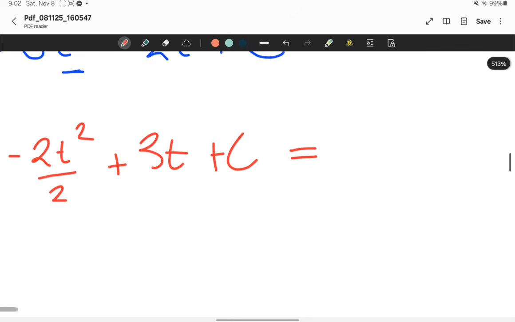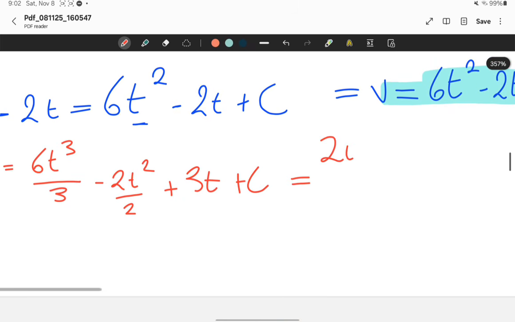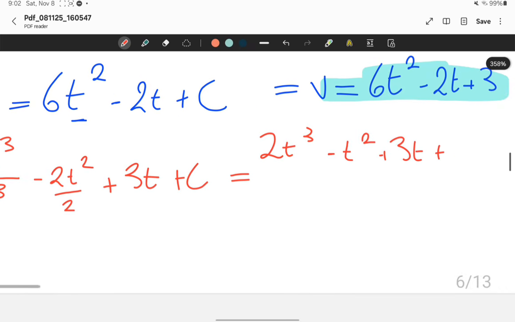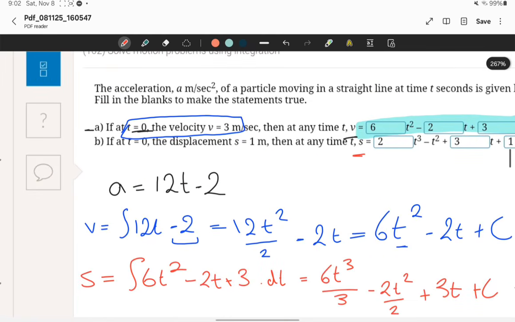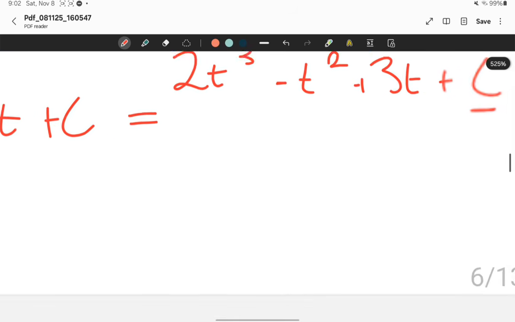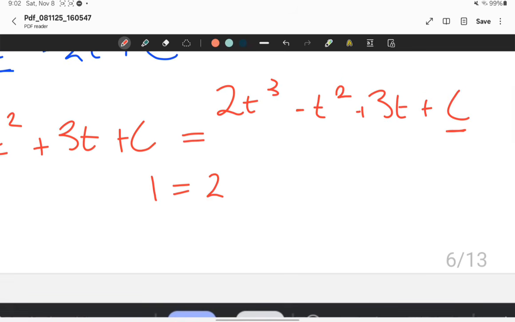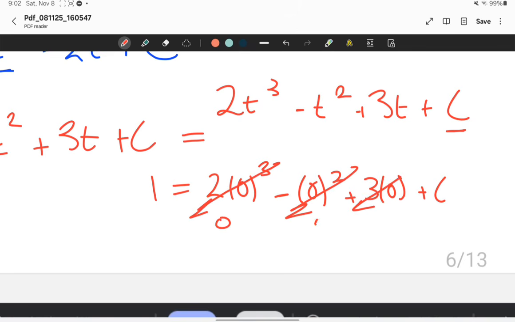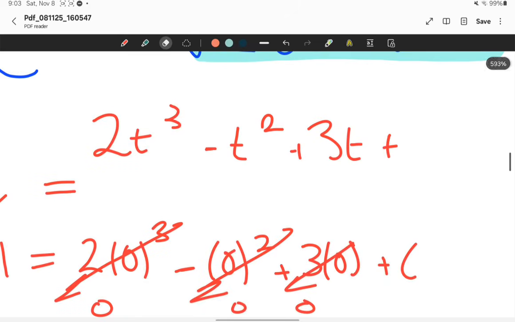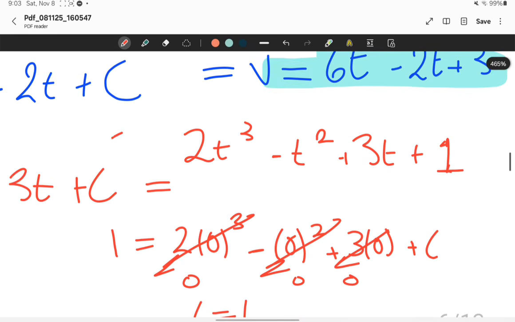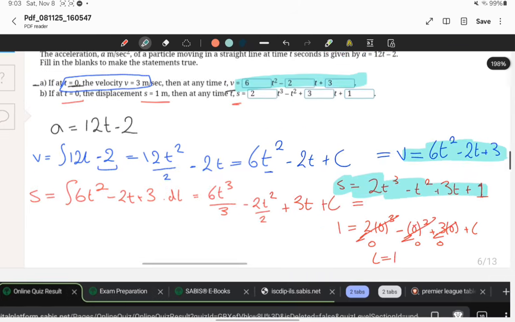So this is 2t cubed minus t squared plus 3t plus c. Again, we can't give them c, so we need to look at what information we know. At time 0, the displacement is 1. So that means this whole thing is 1 at time 0: 2 into 0 cubed minus 0 squared plus 3 into 0 plus c. This all cancels out to be 0, 0, 0, so that means c equals 1. So we'll rewrite our final equation, and instead of c, it's just 1. This is your displacement, the equation they want.